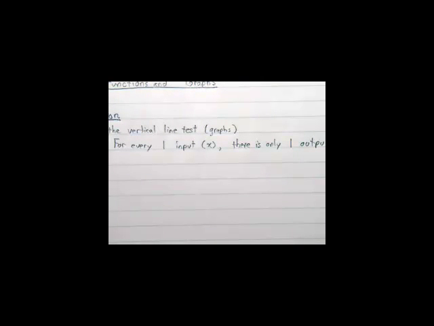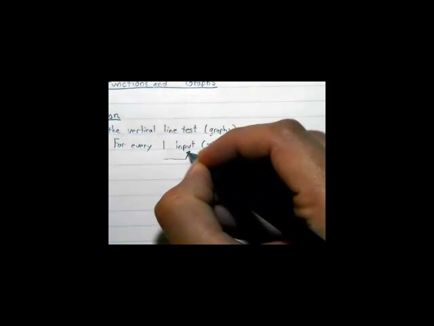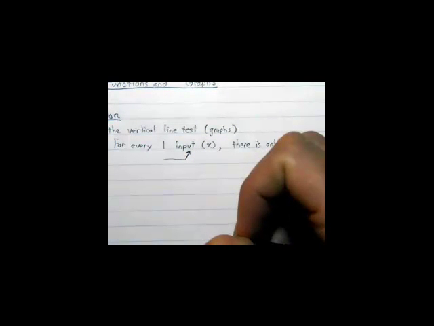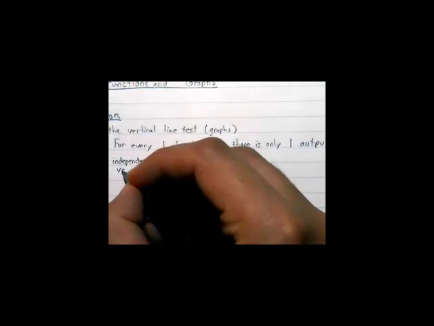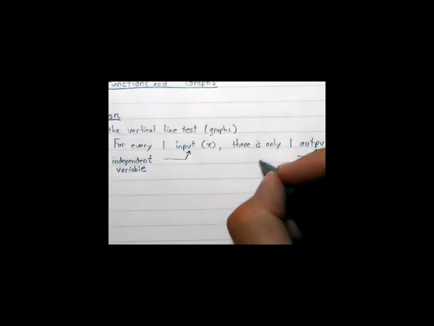All right. Now the input and the output have special names, and we'll start referring to them as these throughout the year. The input we refer to as the independent variable. And the output is the dependent variable.